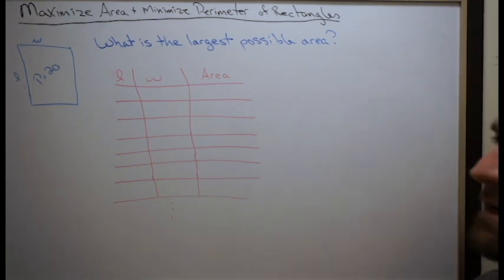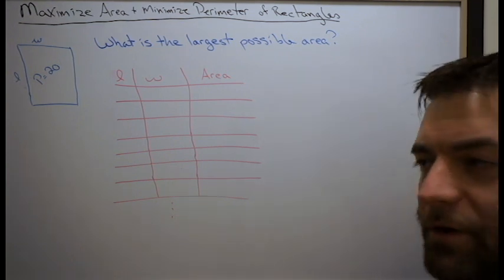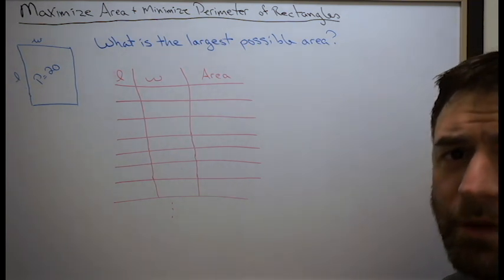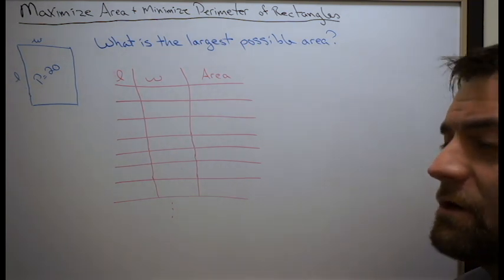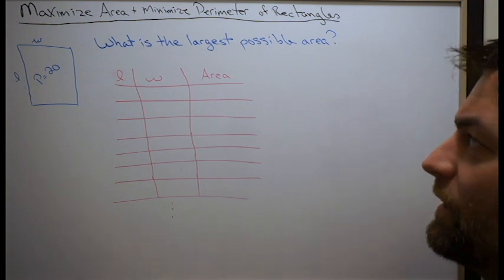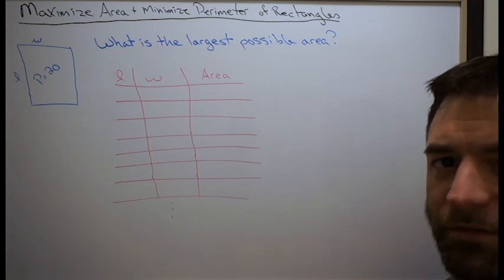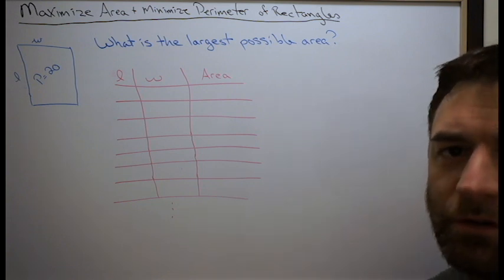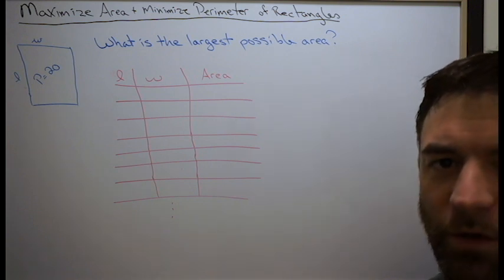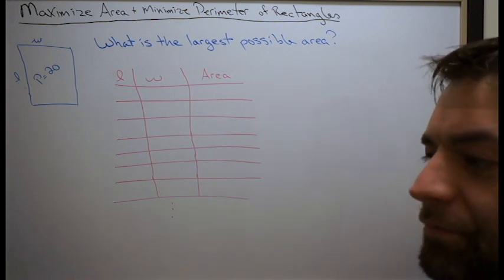So we're going to take a quick look at maximizing area and minimizing perimeter in rectangles. This is just to make the most effective use of materials. In the case of maximizing area, we're given a specific perimeter. We have this much material. What's the largest area we can enclose with that material?